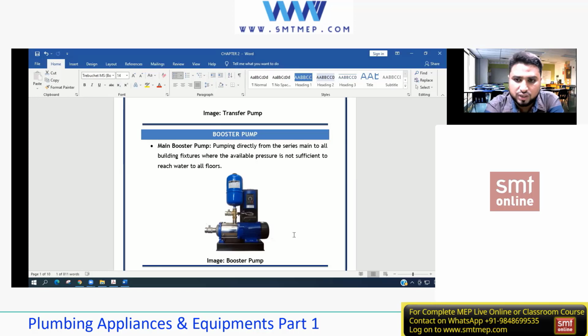So both things are needed. Whenever a booster pump is connected, but before that, in short, first of all just understand this: a booster pump is a pump which will be used just to maintain the pressure. Maintain the pressure means whatever pressure is required. Now let's come back to this. We have 2 categories: one is the main booster and the second is the hydro booster.